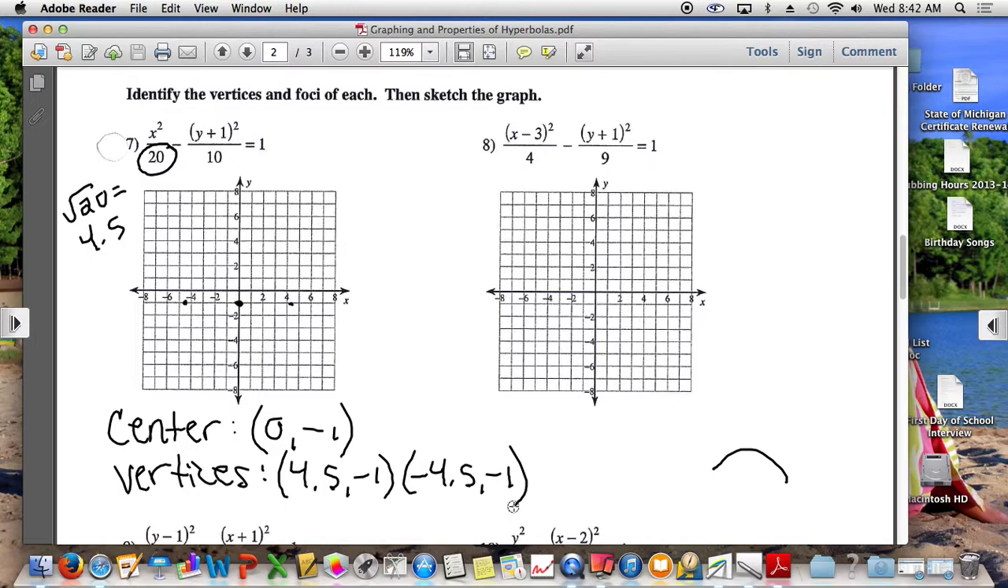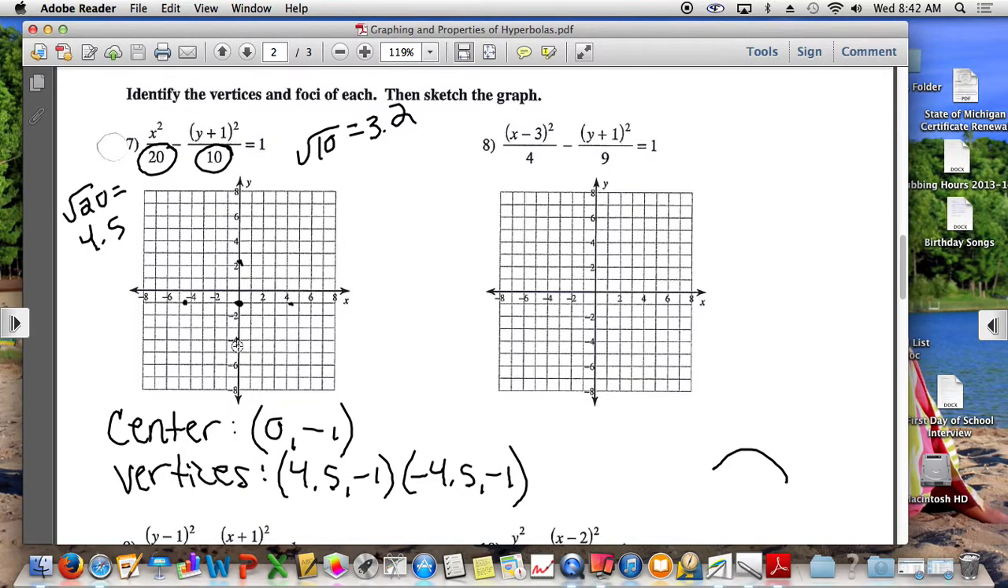Now what you need to do is, at your vertices 4.5 and -4.5, you also need to go. What we're going to do is create a big box here in the middle. So we're going to take the square root of 10. What is the square root of 10? 3.2. So that means from our center, we're going to go up 3.2 and put a point. From that center, we're going to go down 3.2 and put a point there. Go ahead and do that if you have not done that already.